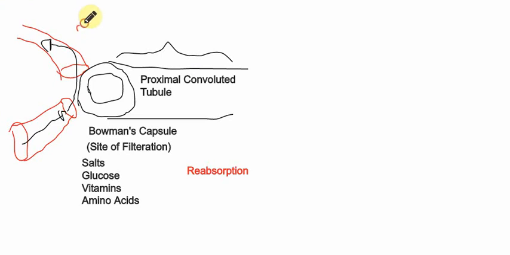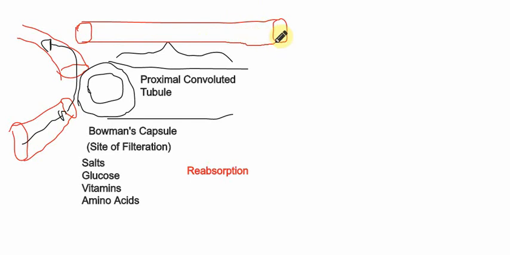So there's going to be a vessel that's near the proximal convoluted tubule. And so the flow of solutes is going to go from the proximal tubule into the vessel. I believe it's specifically the vasa recta. But this is just a process of reabsorption. We are taking stuff from the kidney and putting it back into our body. Reabsorption. So we're going to reabsorb things like salts, glucose, vitamins, amino acids.